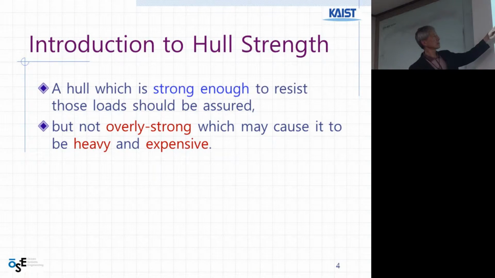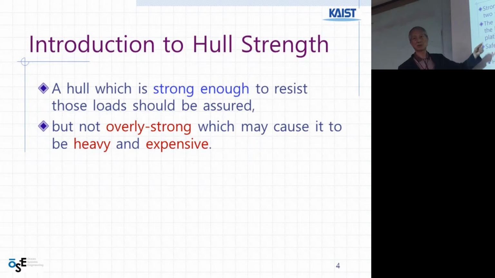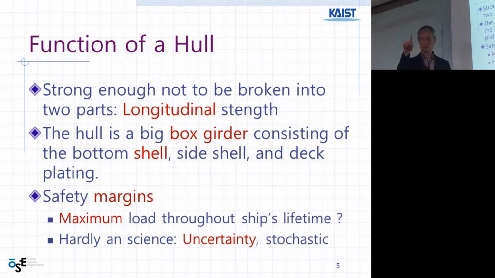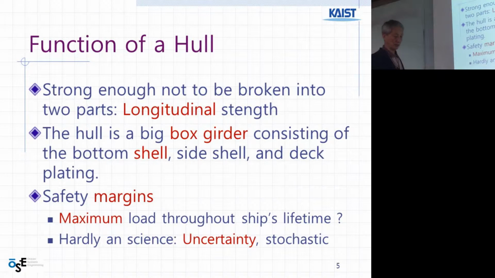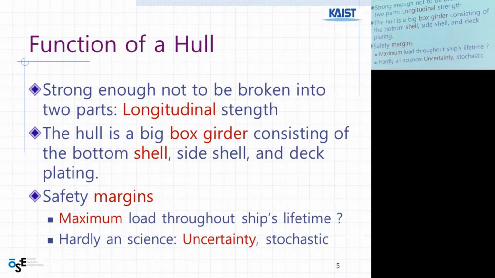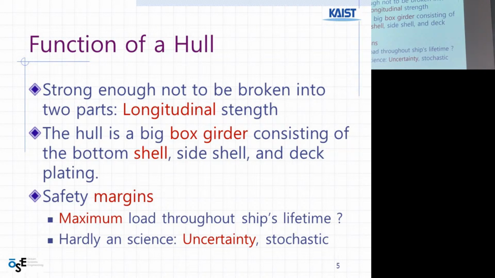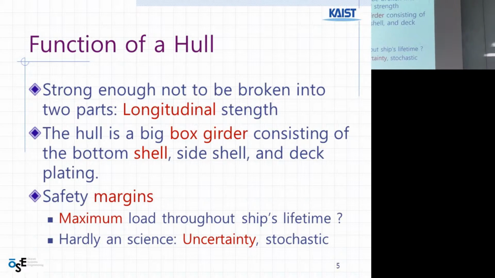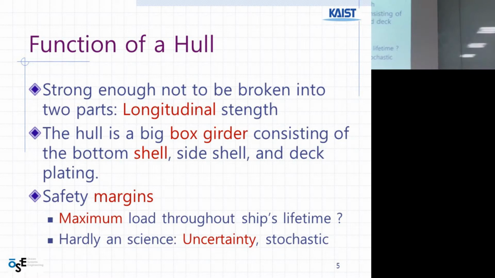So the hull can be seen as a big box girder. Box girder means a box-shaped pipeline consisting of bottom plate, side shell, and then deck. So the ship in the middle looks like this, right? So it can be seen as a box with plates. Simply, there are more structures like this one or this one, but simply it can be seen as a box girder.